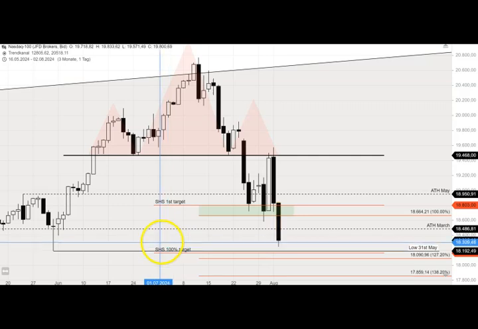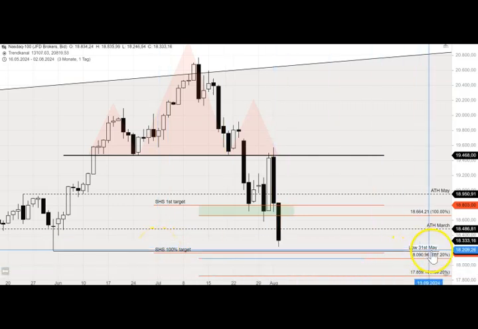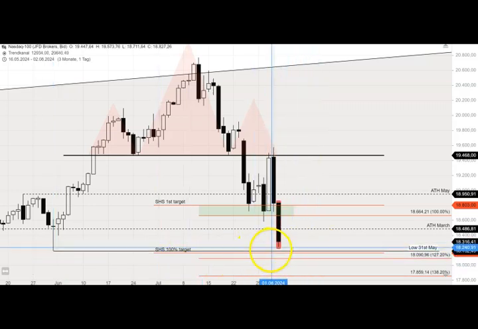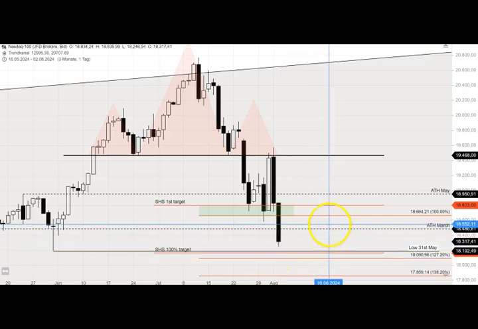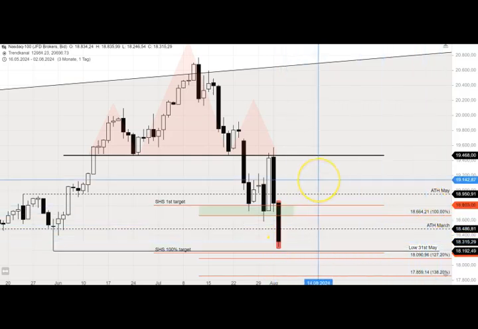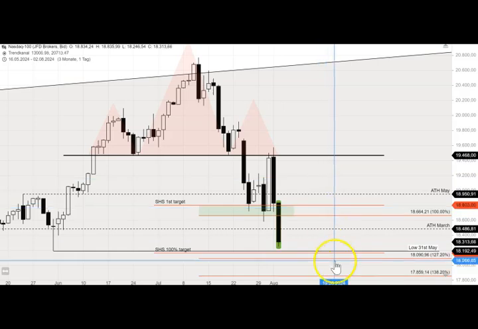There's still an open target, the 100% target of the shoulder pattern, and there's also that low from the 31st of May. And there are also plenty of targets of that red sequence. It doesn't mean we have to hit that today or next week. Whenever we trigger that, there might be another pullback to the upside before we are running into these targets.